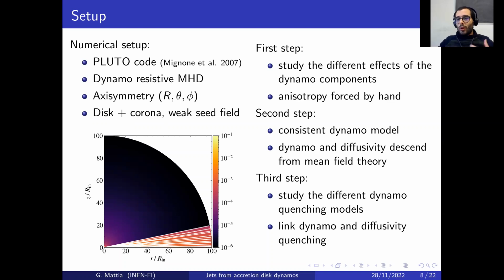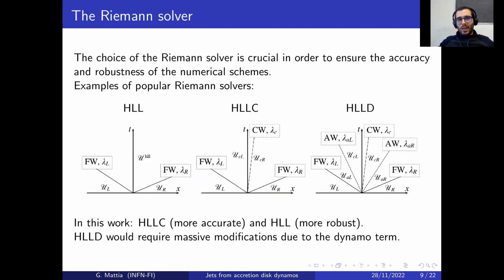Now, since one of the requirements of this talk was to discuss some potential numerical issues, I put 2 slides about things that became a bit tricky during this work, and they are worth stressing. First is the Riemann problem. As Pluto is a finite volume scheme, in order to compute the flux between the cells, we have to solve the Riemann problem.